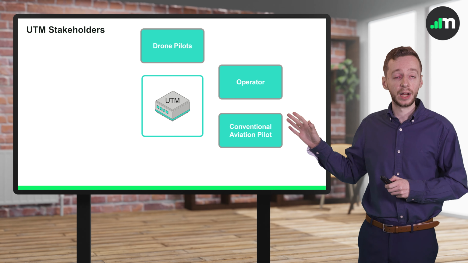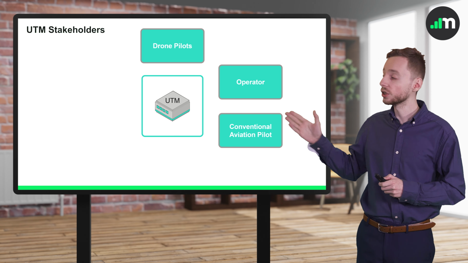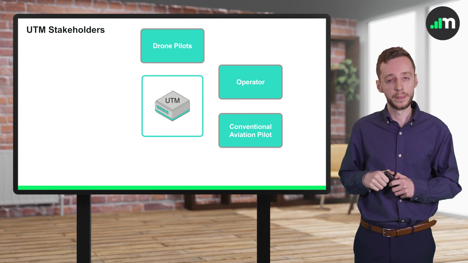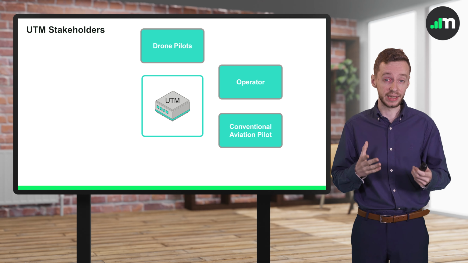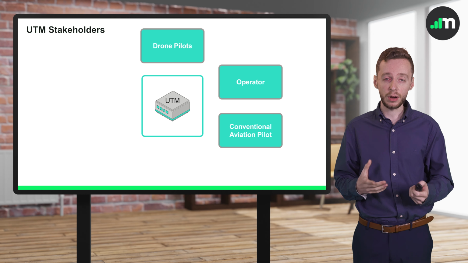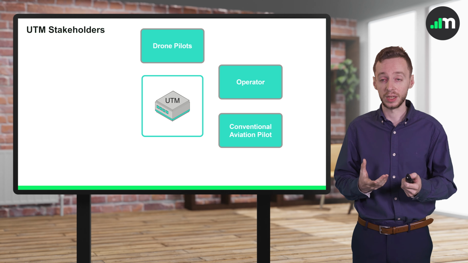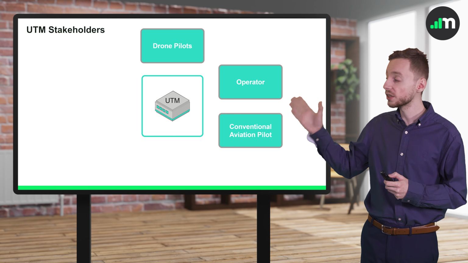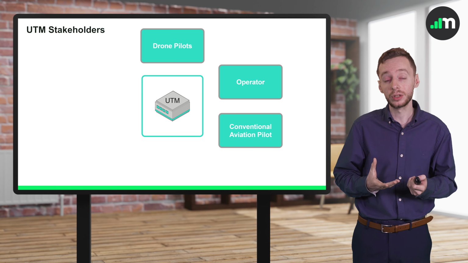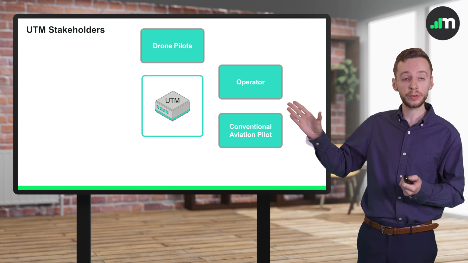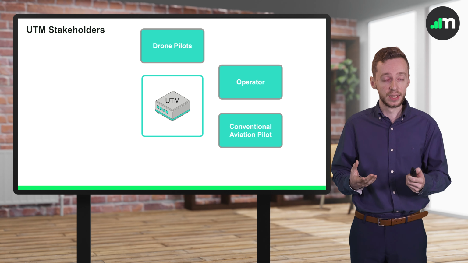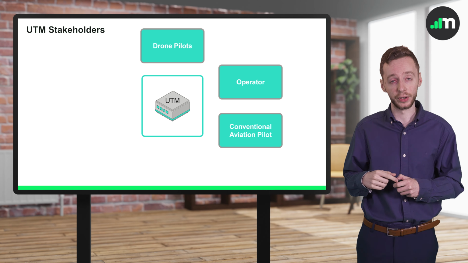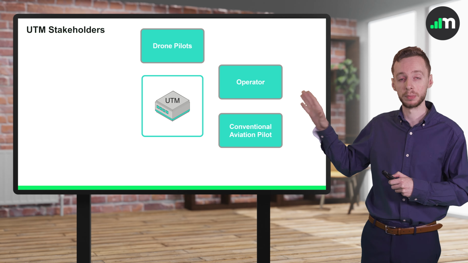In addition to that, we've got conventional aviation pilots as well. Now, obviously drones are going to be taking up and utilizing airspace. We've got conventional aircraft which are going to be utilized as well. And conventional aviation pilots and conventional aircraft themselves can be querying that UTM to identify the location of specific drones. So this supports that detection and avoidance as well, but from an aviation perspective.